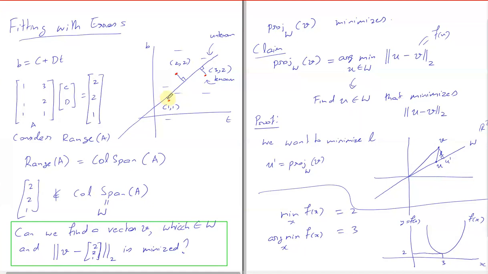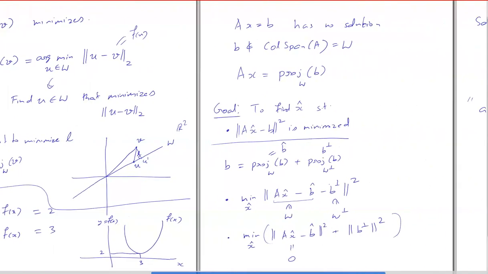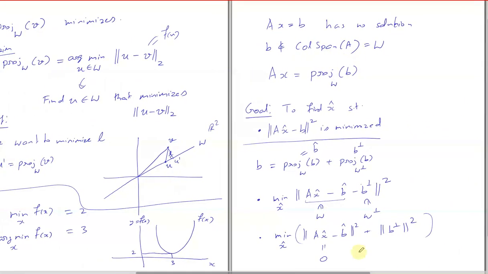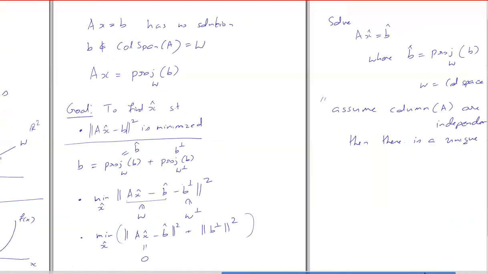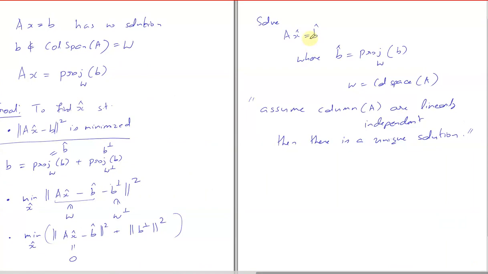We want to find this line such that the sum of perpendicular distances of these points from the line is minimized. The best way to do that was to consider B projected to a subspace W. You can do that by finding the projection of B onto the subspace W, that is the column span of A, and then solving this equation.